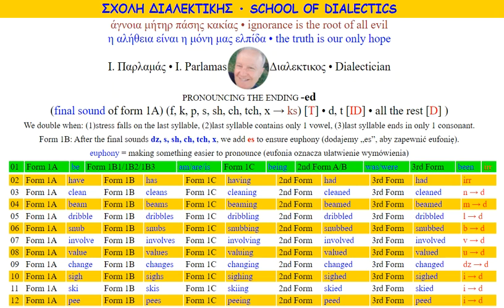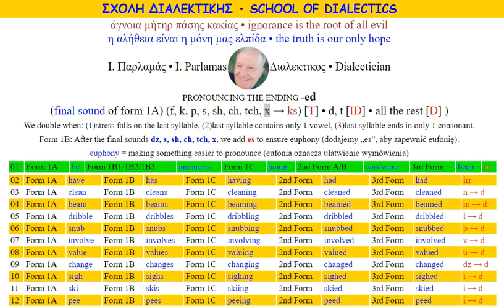Now this letter is a double letter, okay? X really consists of KS, so this is considered for pronunciation purposes as two consonants, KS. It's a double consonant. X is a double consonant.